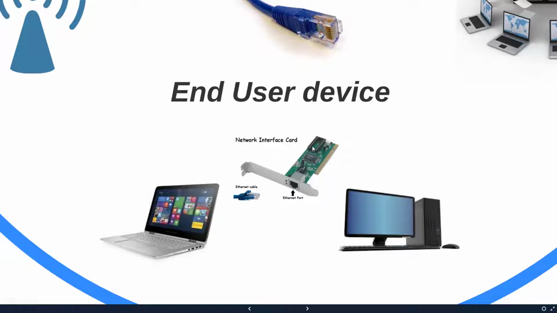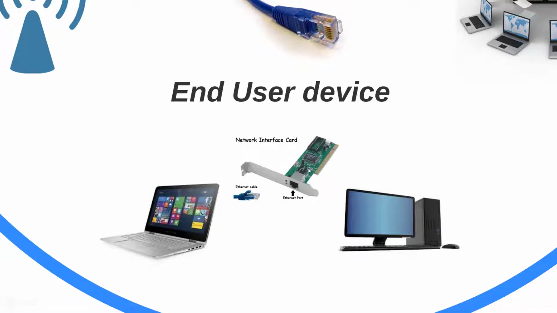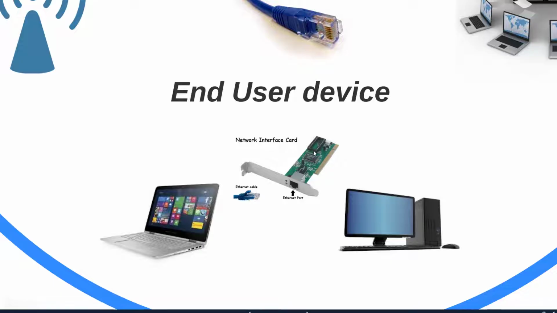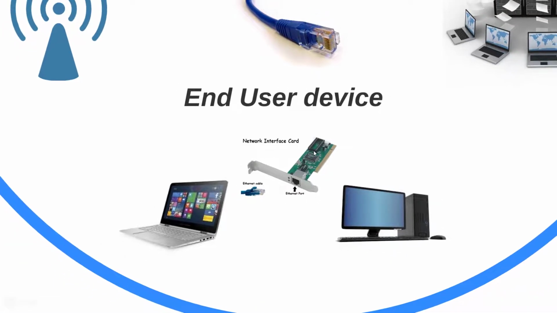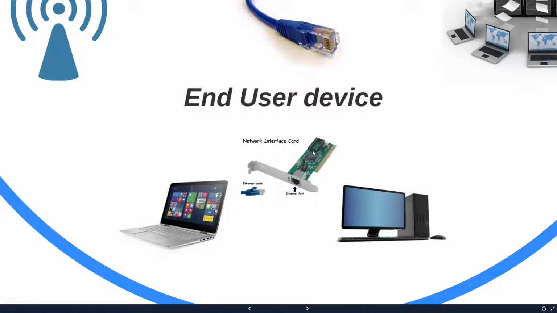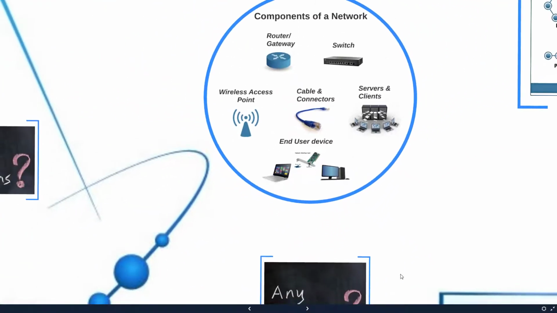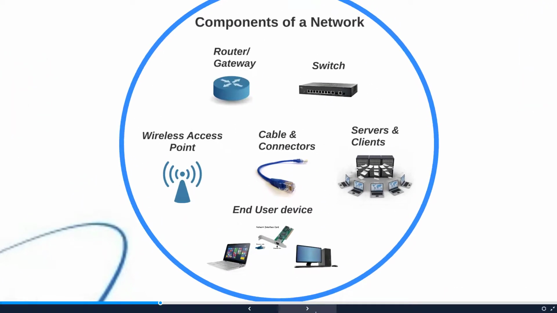This is for the wired media, but for the wireless media, sometimes it looks like this, which has an antenna. If you get the USB version, you won't need the network interface card anymore, just the USB device, whose function is wireless networking. It will work as a wireless local area network adapter. So that's under components of a network.